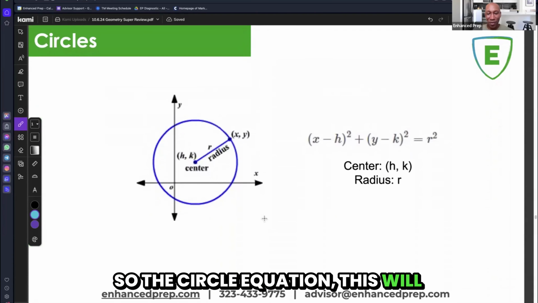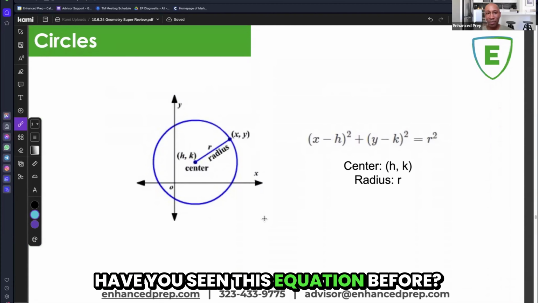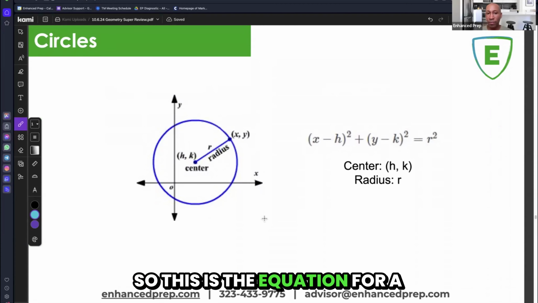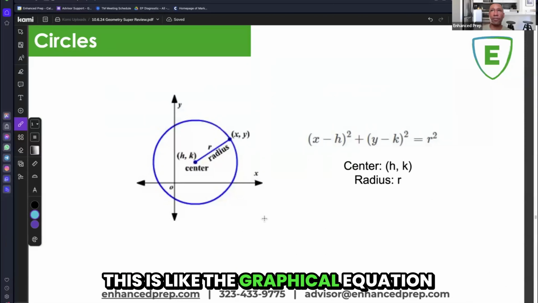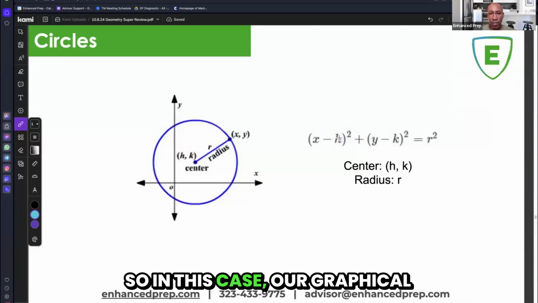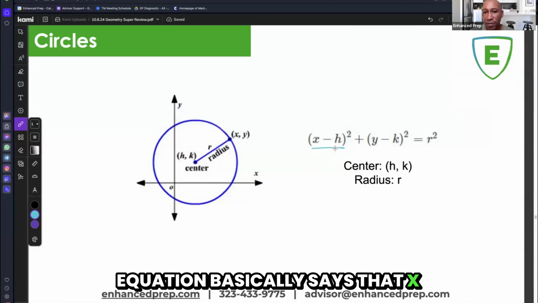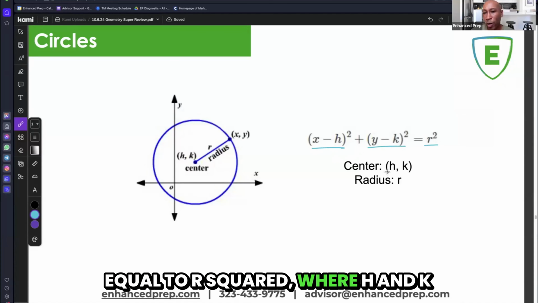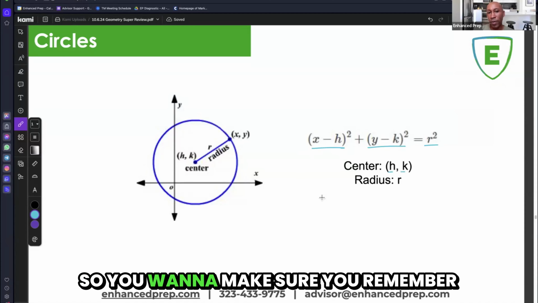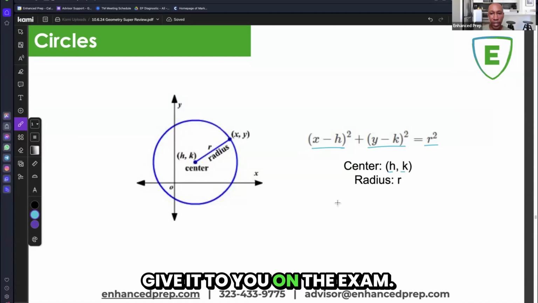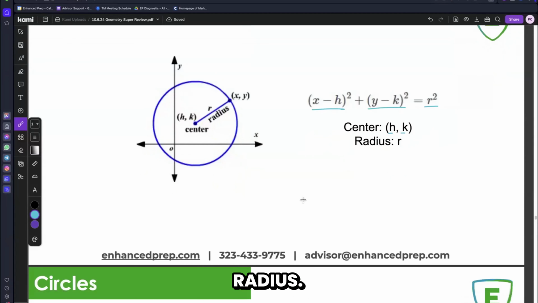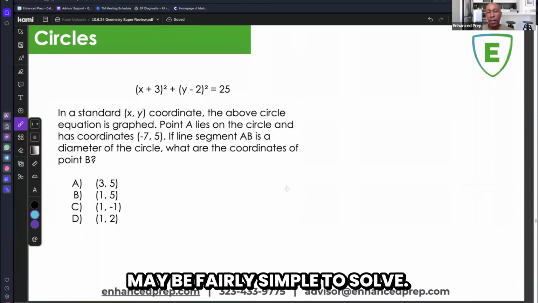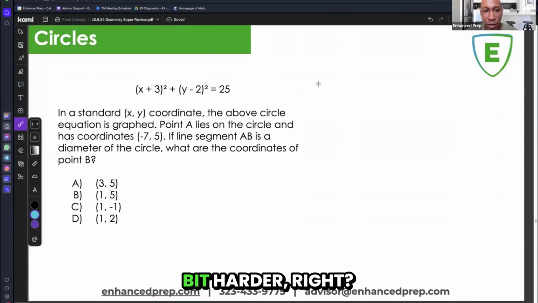So the circle equation, this will probably be the last one that we go over. Have you seen this equation before? Circle equation. No, not really familiar with that. So this is the equation for a circle. This is the graphical equation for a circle. It says that (x minus h) squared plus (y minus k) squared is going to be equal to r squared, where h and k are our center. So you want to make sure you remember this equation because they don't give it to you on the exam. And then this is going to be our radius. This is important because there are going to be questions like this that may be fairly simple to solve, but if you don't know that equation, it makes it a little bit harder, right?